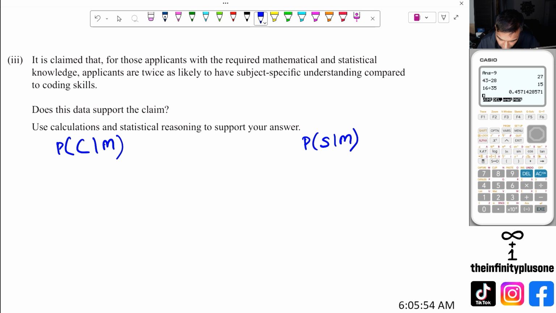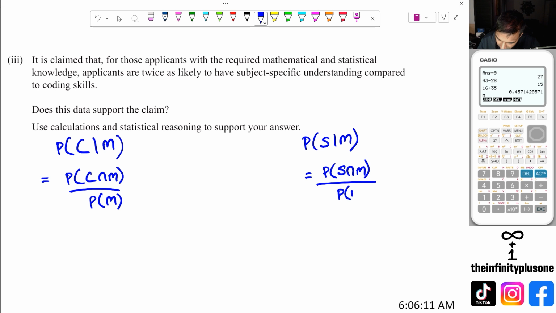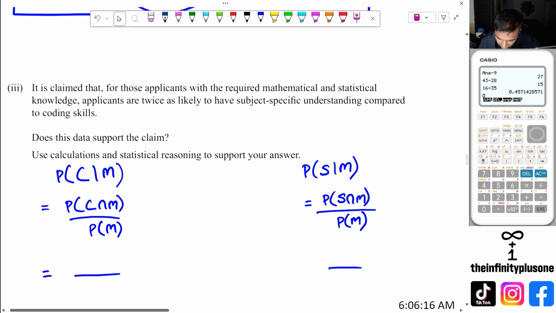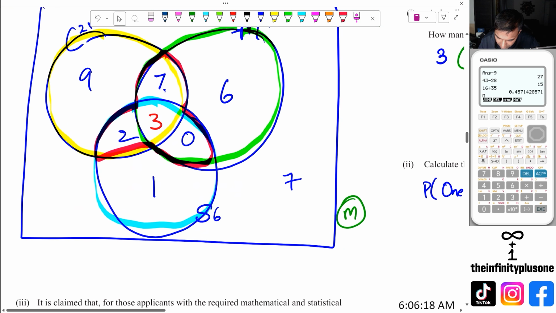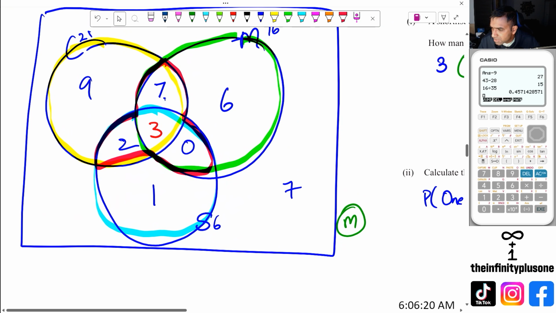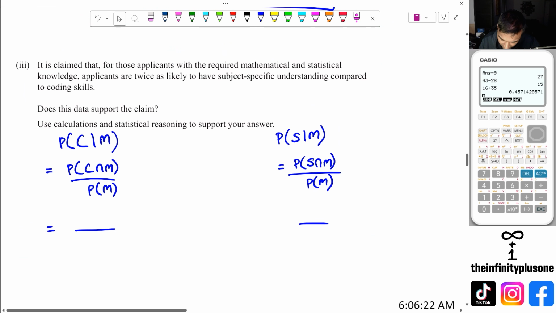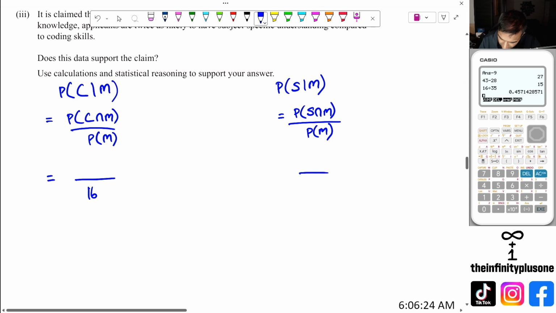So we're going to look at this probability here, which is probability of coding and maths over probability of maths. And on this side, we've got probability of subject specific and maths given that they are maths. So I'm going to work out the probability of maths first, mathematical skills first. That's 16 there. I think we already have that. So that's going to be 16.